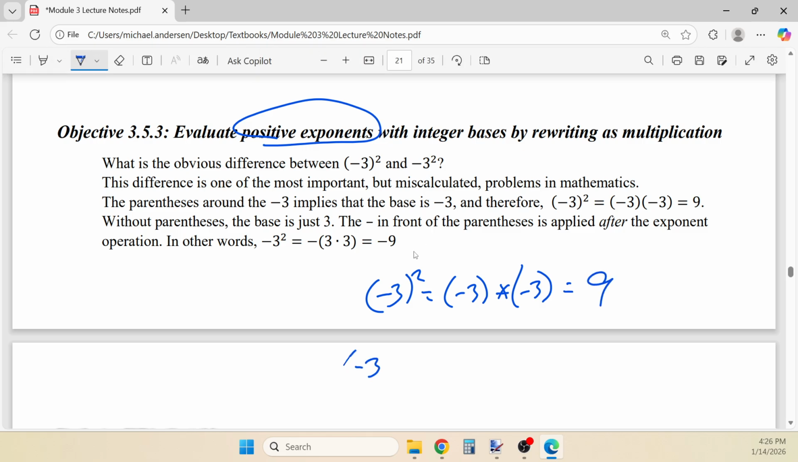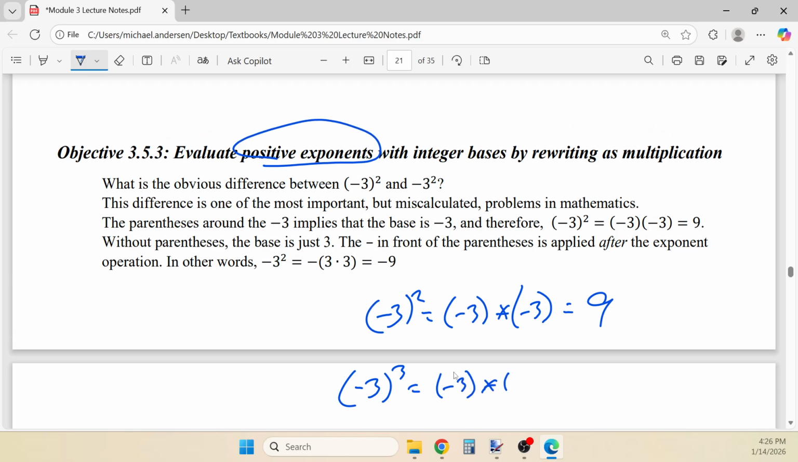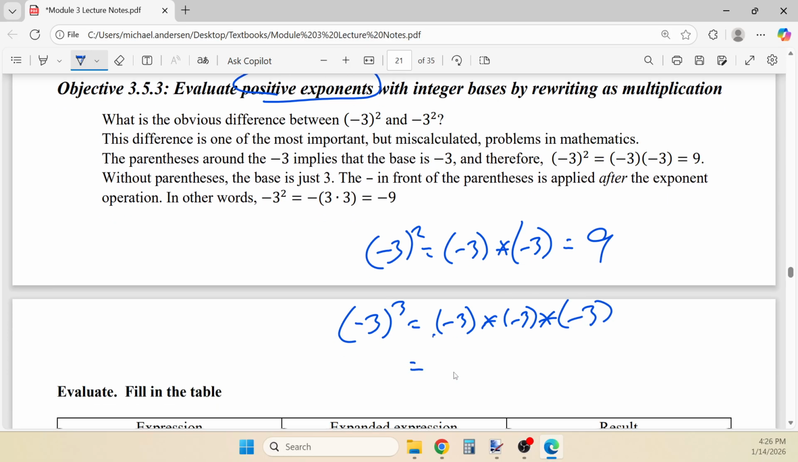But negative 3 cubed equals negative 3 times negative 3 times negative 3, which gives us this part we already found out is 9 times negative 3. Negative times a positive is negative. 3 times 9 is 27. Our answer is negative 27.